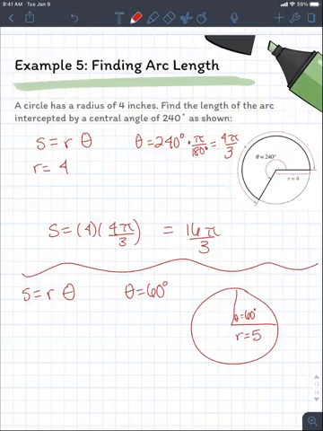For anyone that might be struggling, can we get some help with what 60 degrees is in radians? Pi over 3. So 60 degrees is the same thing as pi over 3, so you'll multiply 5 times pi over 3.